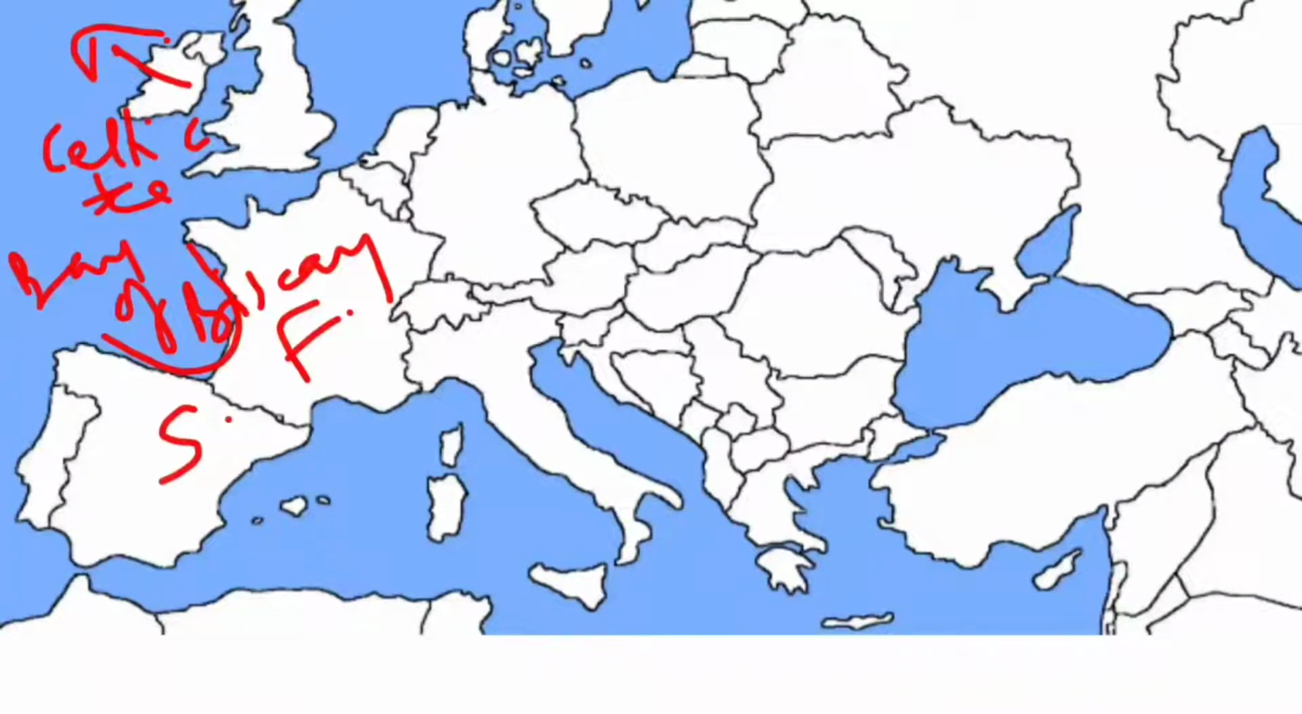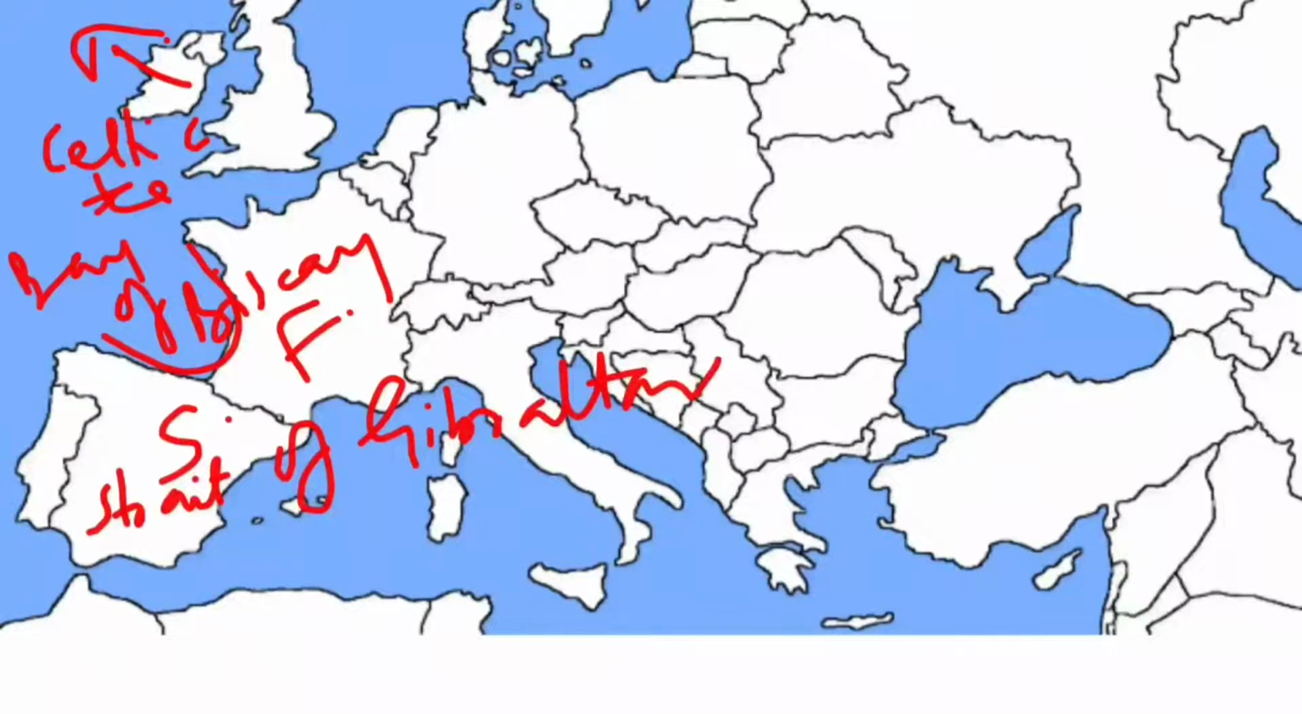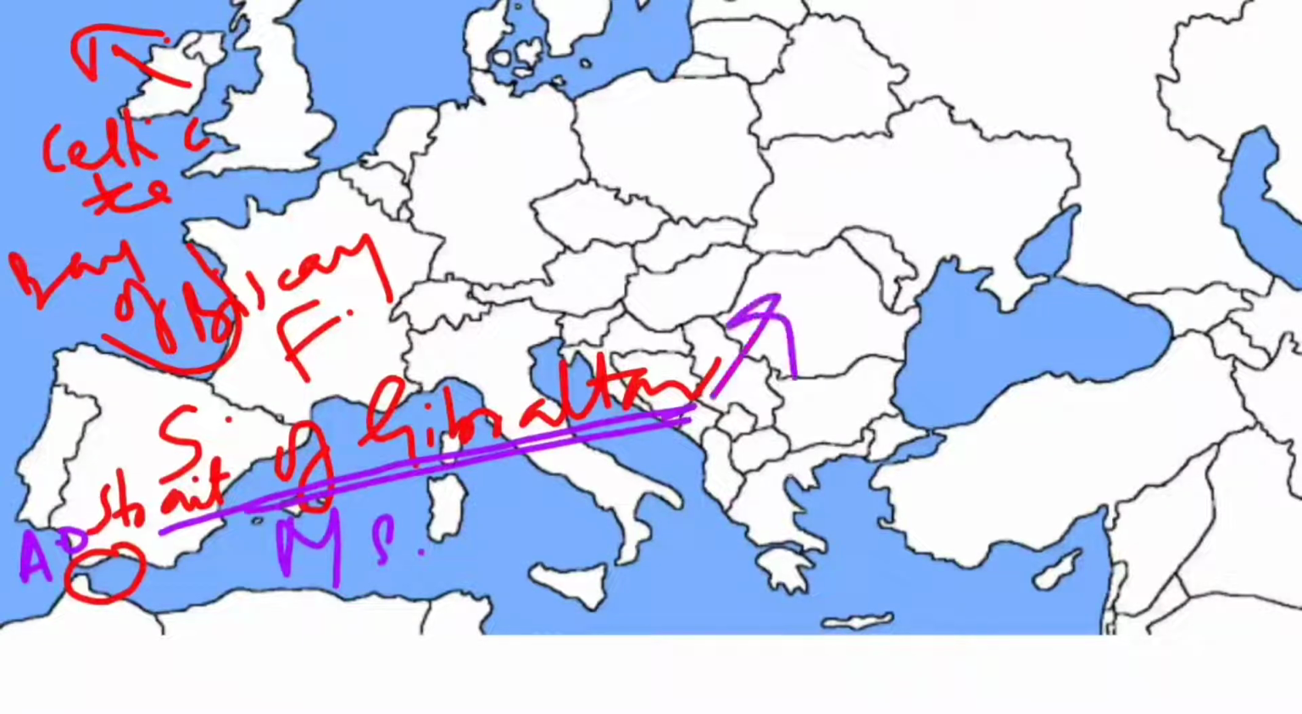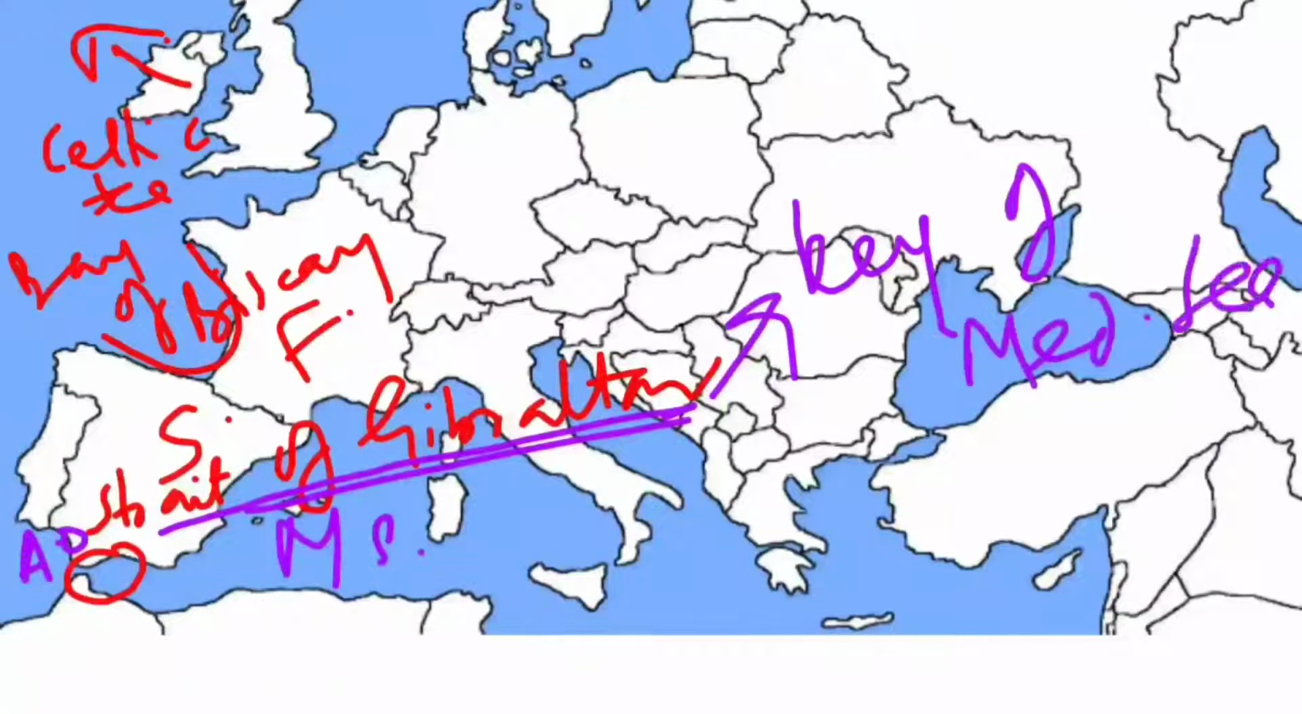Then we talked about this strait, which is called the Strait of Gibraltar. This is the strait, and it is connecting the Atlantic Ocean with the Mediterranean Sea. And this Strait of Gibraltar is also called the Key of the Mediterranean Sea.